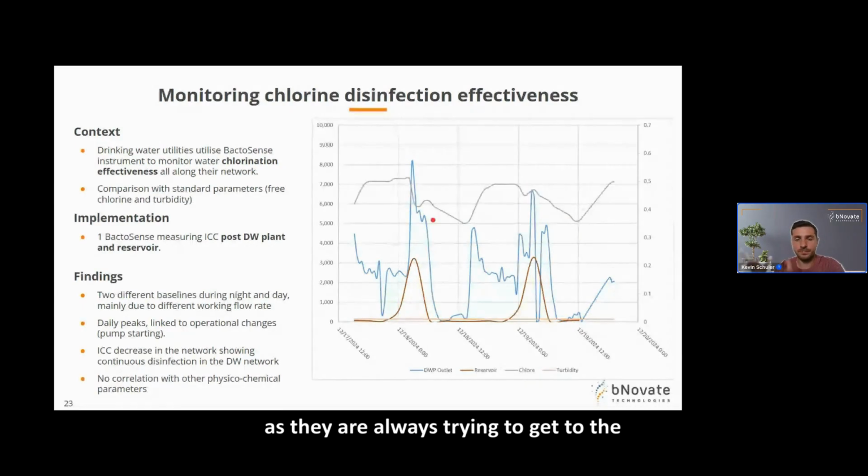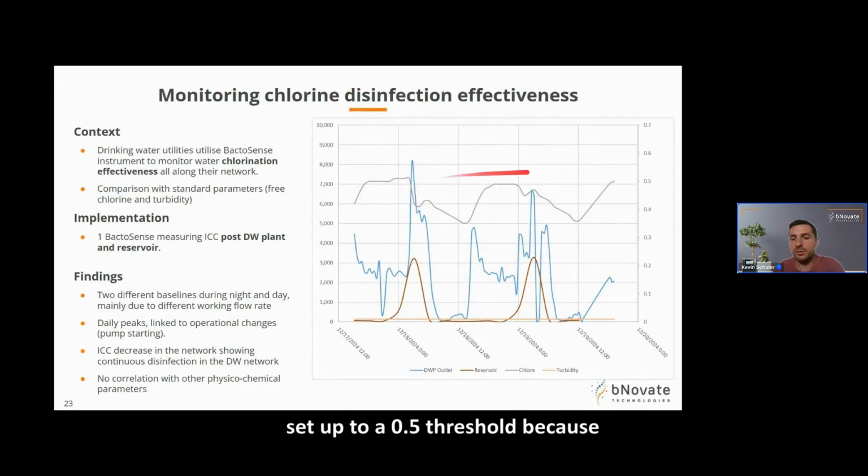there's a lot of dynamic, as they are always trying to get to 0.5 milligram per liter, which is their threshold. We won't see all the dynamics, all these different effects that can be seen with the BactoSense, and it can also help to optimize this chlorine disinfection.